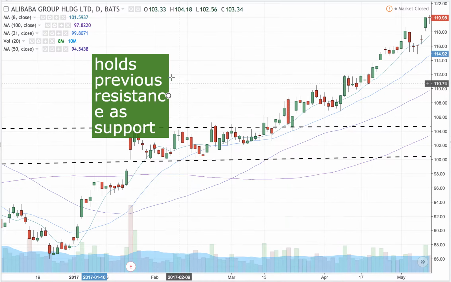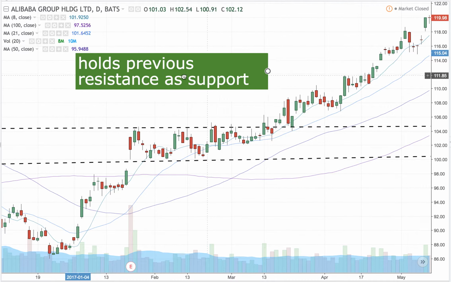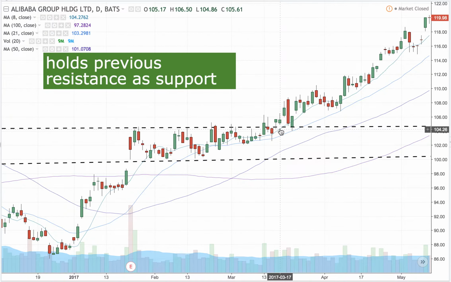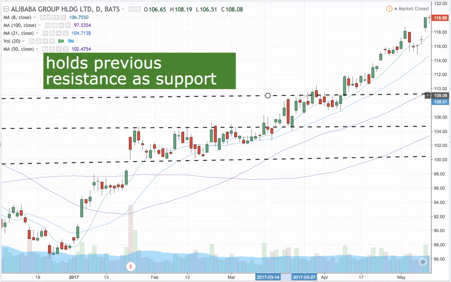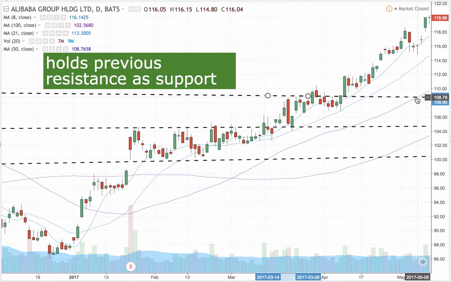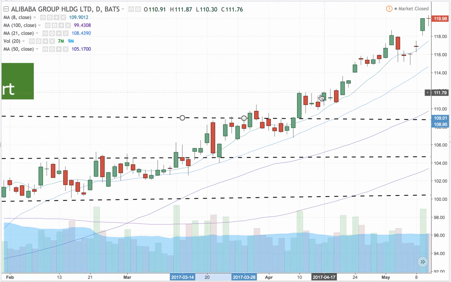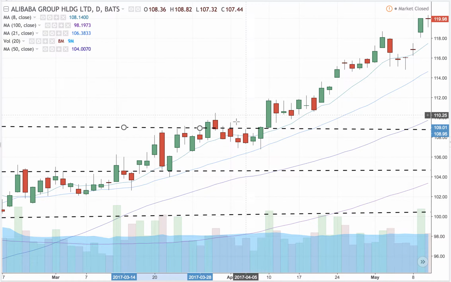Very important. This is a healthy chart. It holds this previous resistance. Now that's support. Now it looks to stair step higher. And what's this next one? This 108 area is the next resistance. Boom. Breaks out. And what's it do? Begins to stair step again.